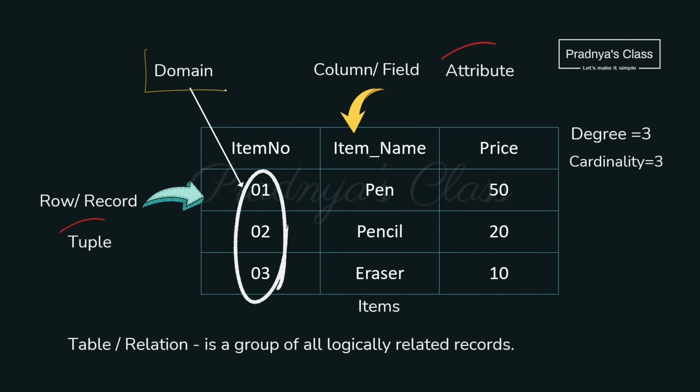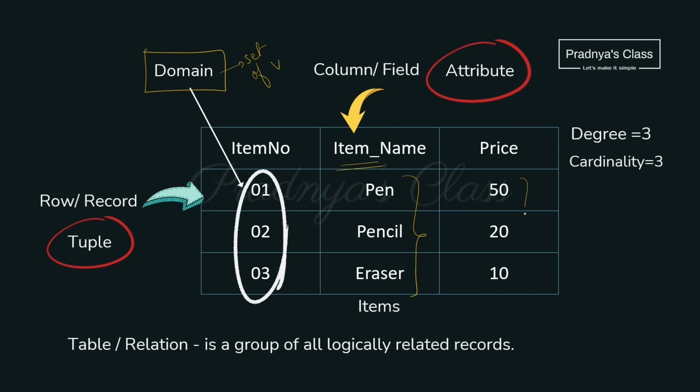Then what's the meaning of this term domain? Domain is nothing but the set of data or set of values which are allowed to be written into that column. Look at this column, item name. Here only string values can be written. We cannot write numbers here. So what are the permissible values? String values for this column.